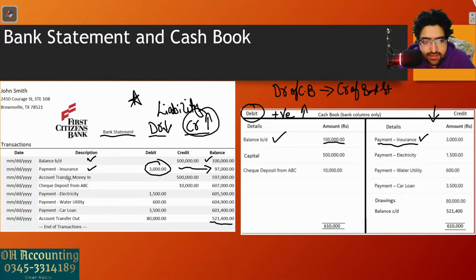Then moving forward, account transfer money in, which means we have deposited 500,000 more into the bank account. How do I know that? Because it's on the credit side. Okay? So we have to find this on the debit side of the cash book.